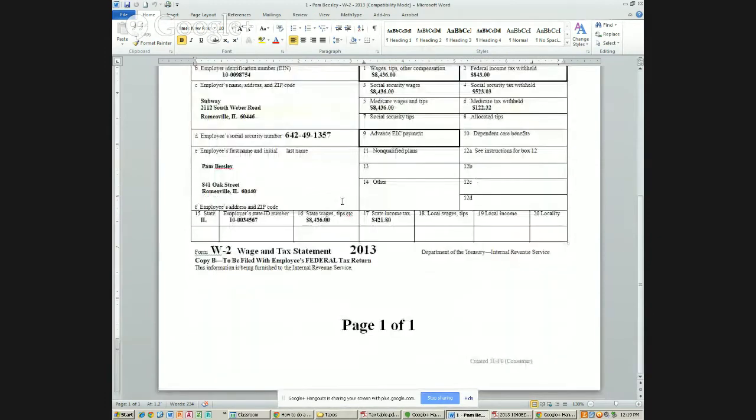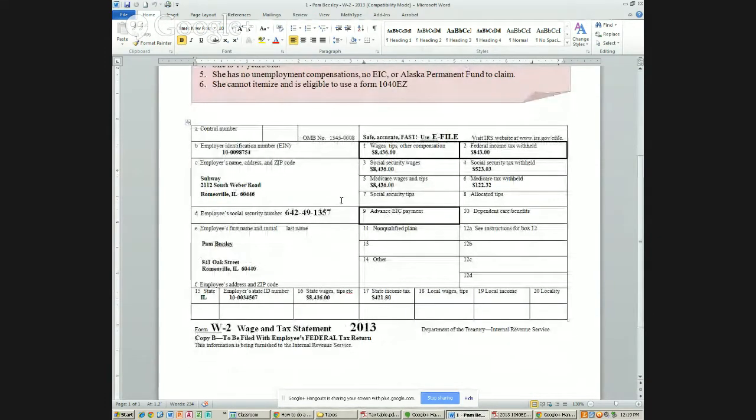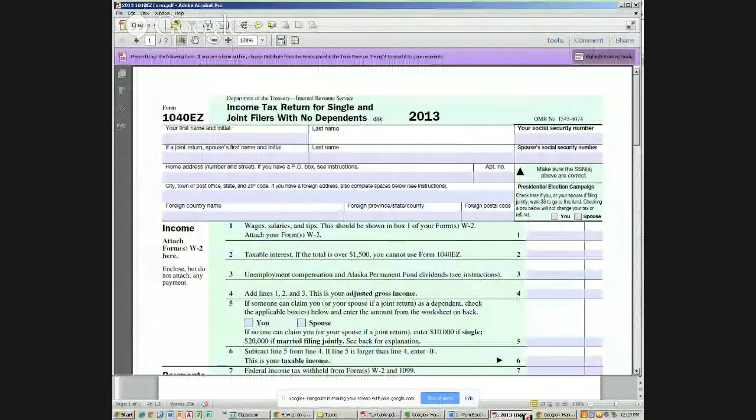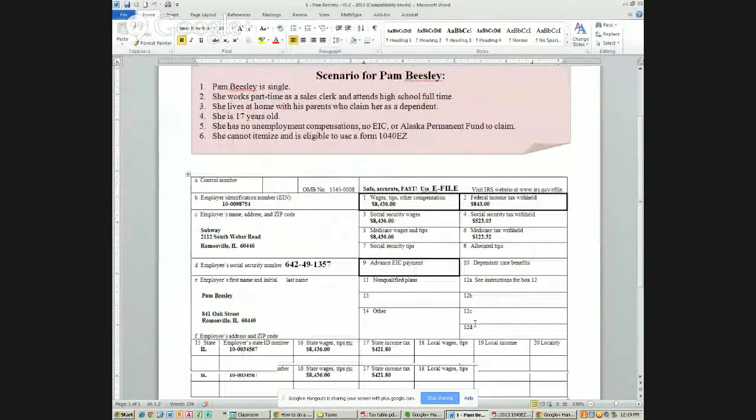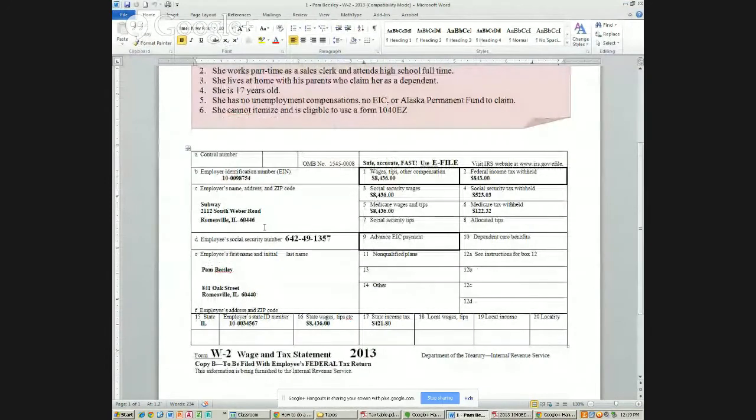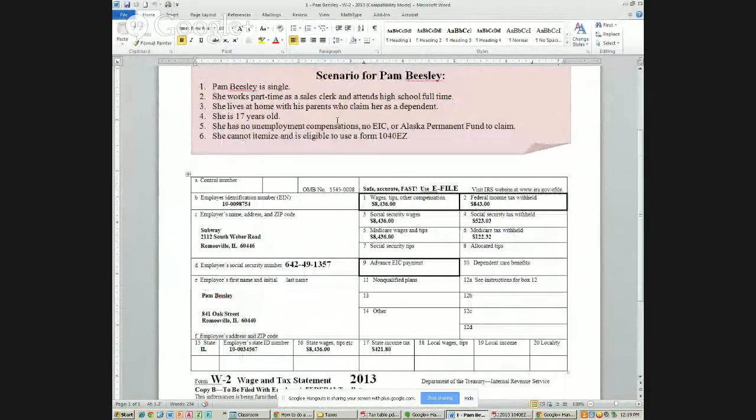This is her W-2. Alright? Yes, we are going to fill out this. So very simple. You start at the top left. Your first name and initial. What is her first name? Pam. Throw it up there. Pam. Last name. Did they give an initial? No. So she doesn't have an initial.